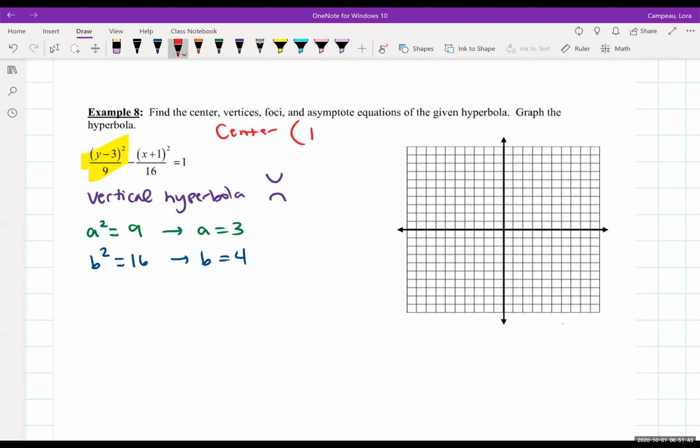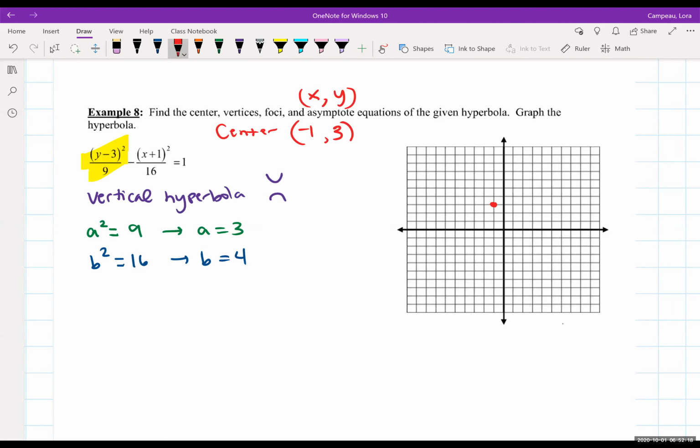Be really careful. The center is (h, k). Remember, X's always come before Y's. So don't be fooled by this, but the X term comes first. So that is -1 for that center, and then the Y term should be +3. Sometimes when it switches on you, you've got to look at who's the X term, who's the Y term. Always make sure that the X value goes first, the Y value goes second. So with the center, we can plot it: -1, +3.